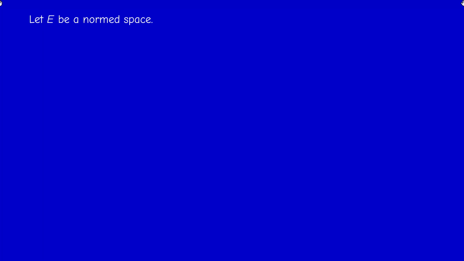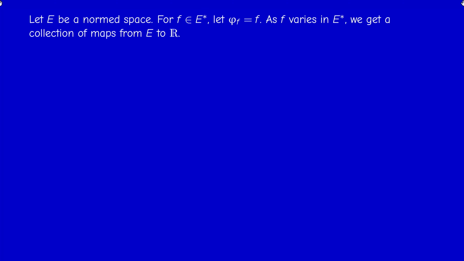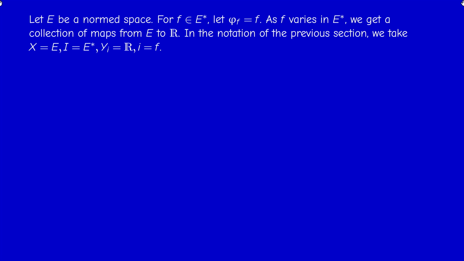Okay, so given a norm space E and an element f in the dual of E, we set phi sub f to be f. And so as f varies in E star, we get a collection of maps from E into R, because f is just a linear map from E into R. So in the notation of the previous section, we take X to be E, the index set I to be E star, in which f varies, and the target spaces Y_i are all the same. They are equal to R.